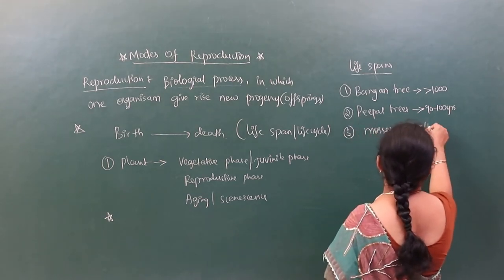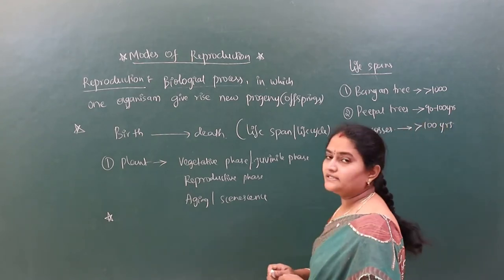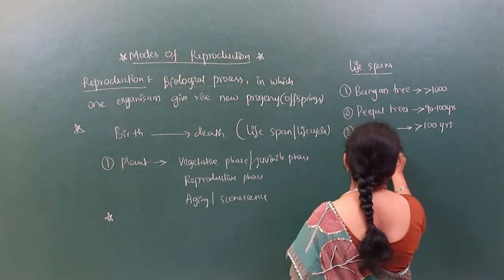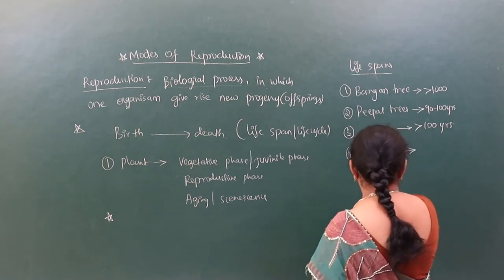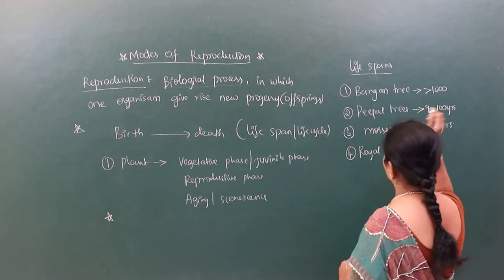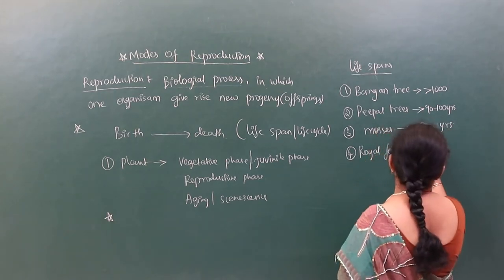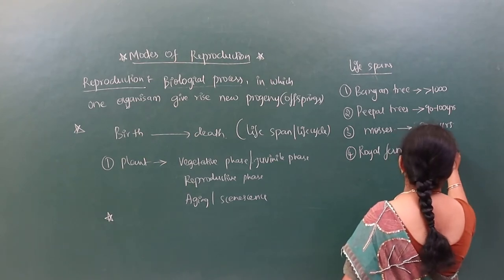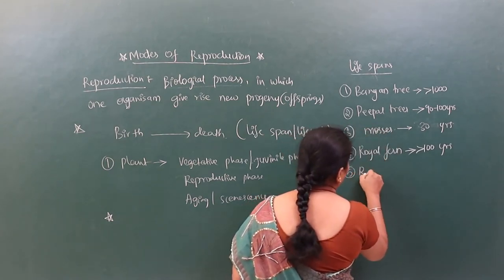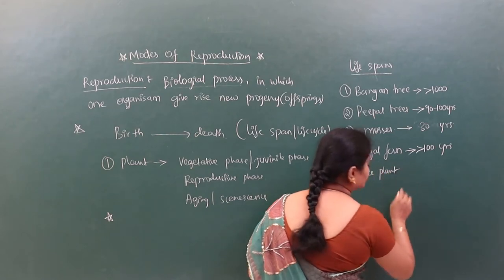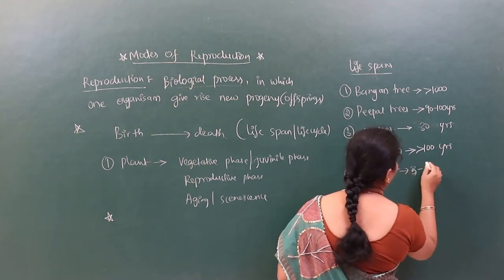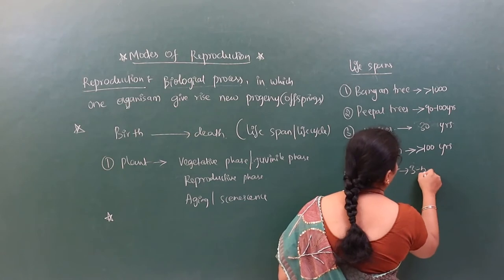Mosses live greater than 100 years. And the ferns, royal ferns. These mosses live 30 years, and the royal fern will live more than 100 years. And the next one is a rice plant. These rice plants will live about 3 to 5 months.